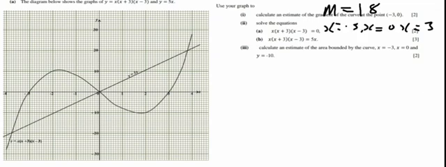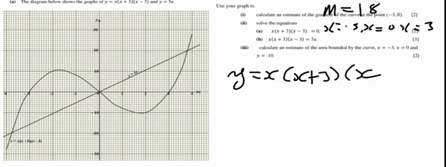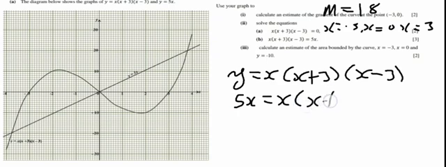We are just going to do the same. Just going to take the equation that we have been given in the question, which is y is equal to x, open bracket, x plus 3, and then x minus 3. Also take the equation from the question. So here we have 5x is equal to x, open bracket, x plus 3, then close, x minus 3, then close.